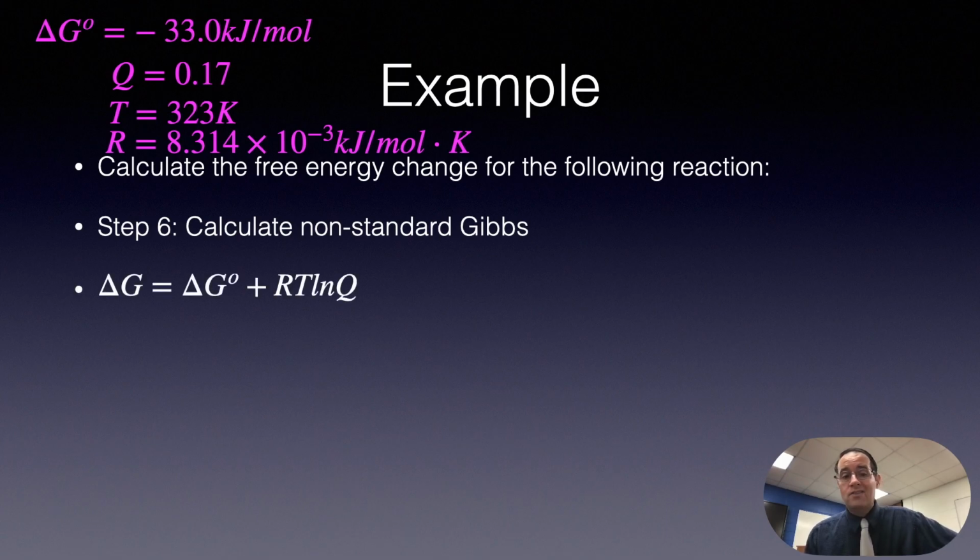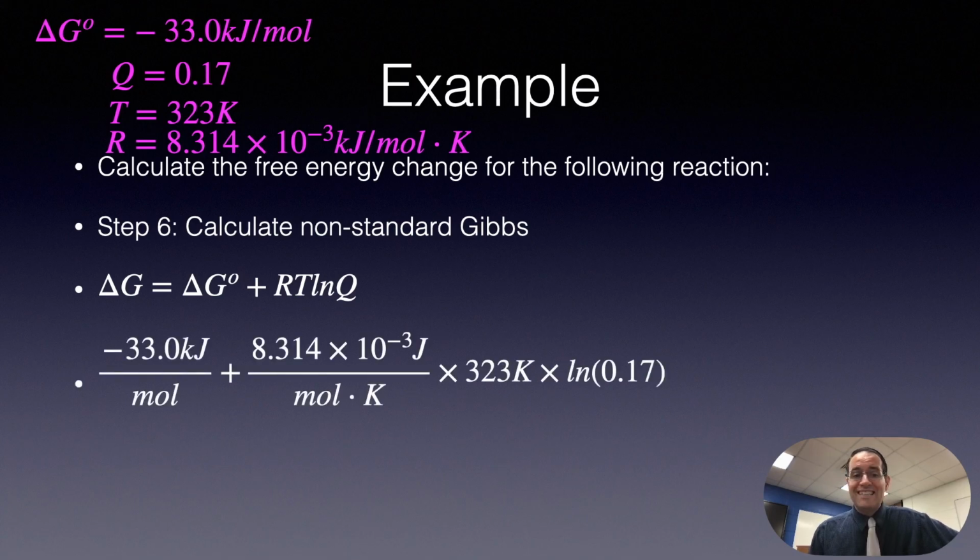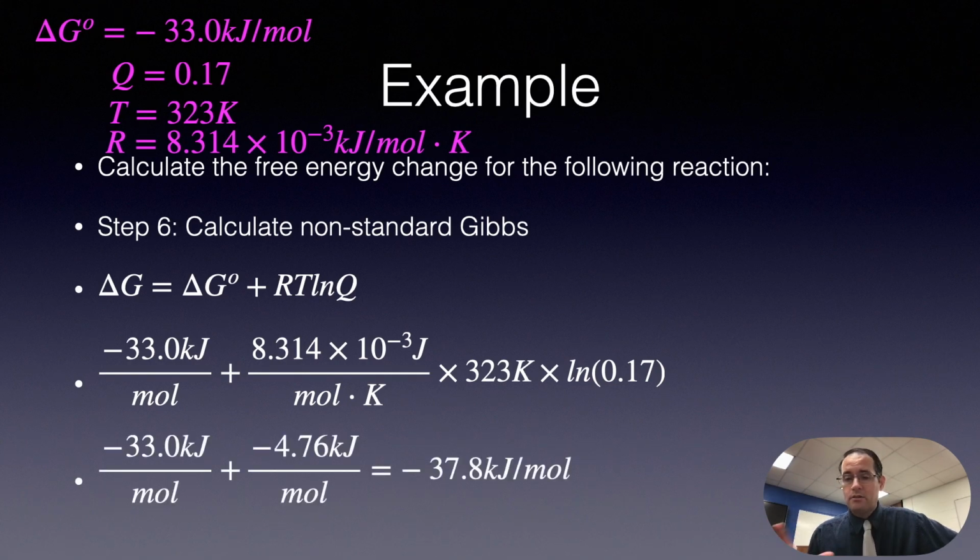So we have this non-standard Gibbs free energy change equation, all right? Delta G naught, which is the standard Gibbs free energy change, was minus 33, okay? We add RT ln Q. So I've got R, I've got the T, I've got the ln, which is the natural log, and then that's 0.17, okay? I'm not going to take you through the mathematical intricacies here of how to use your calculator, but I get minus 33, and then I'm going to add a negative 4.7, and so the value I get there is negative 37.8 kilojoules per mole as the final answer, okay?